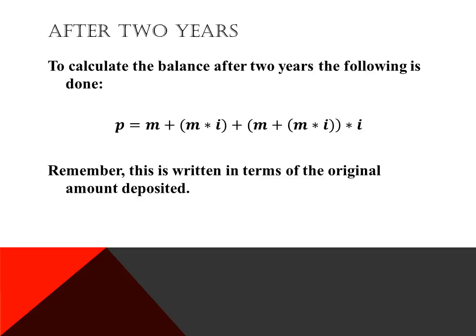To calculate the interest after 2 years, we take the amount in the bank after interest was applied once and add it to the amount after 1 year times the rate of interest. The equation that shows this is shown below. Notice how M has just been substituted by the equation on the previous slide.